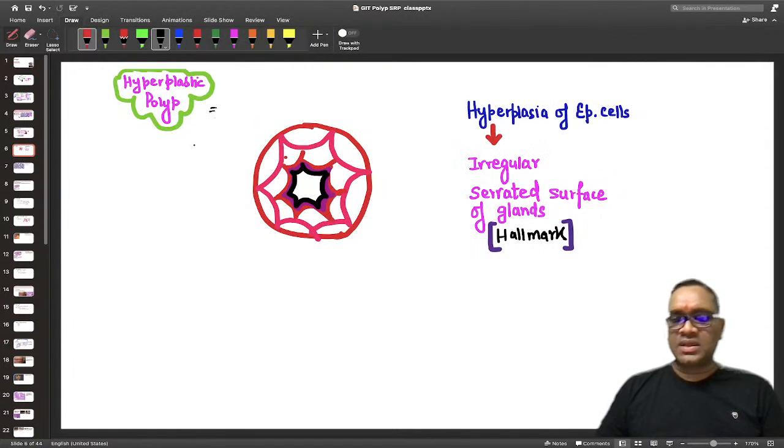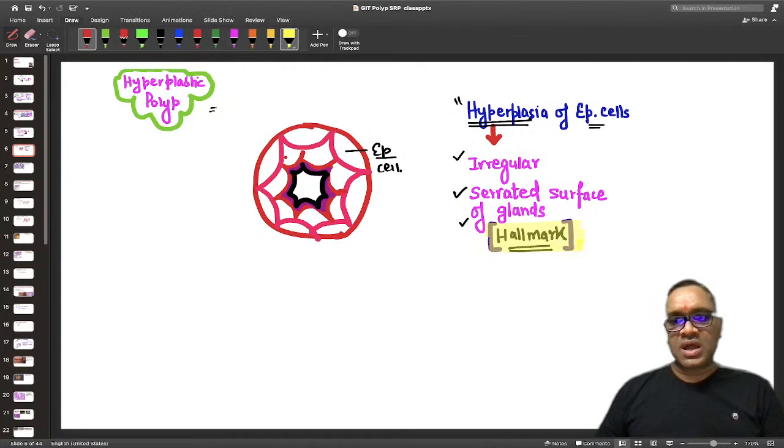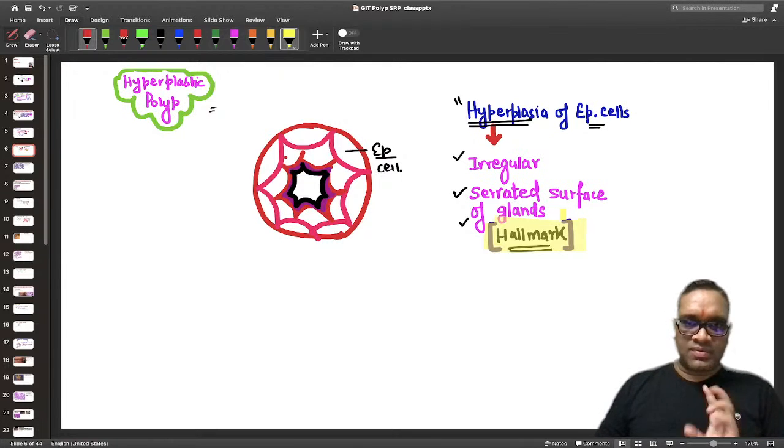So now you can see this is the important point. Now you can see these are all epithelial cells, right? These are all epithelial cells, and you are noticing there is a hyperplasia of the epithelial cells, and because of this hyperplasia an irregular serrated surface of the gland is formed, and this is considered the hallmark. So now you understood, this is the hallmark of hyperplastic polyp. So everybody understood?